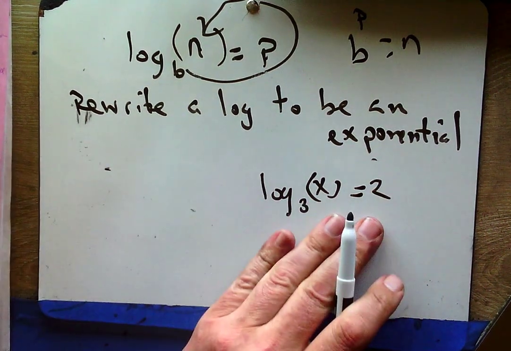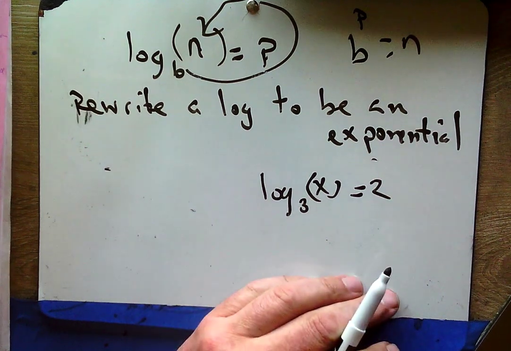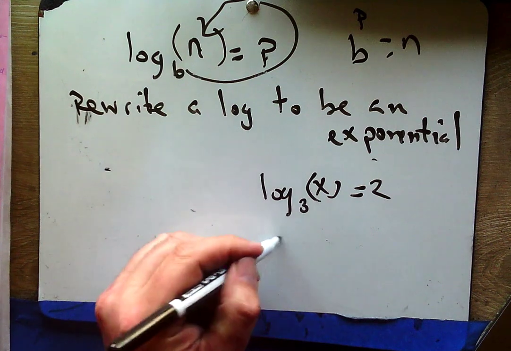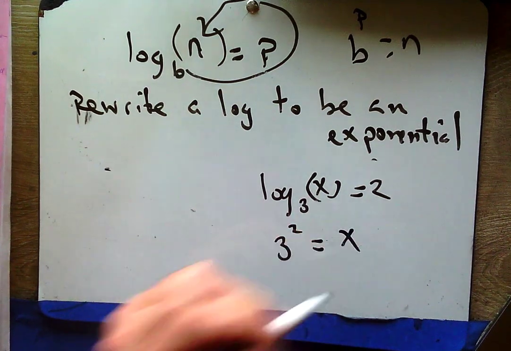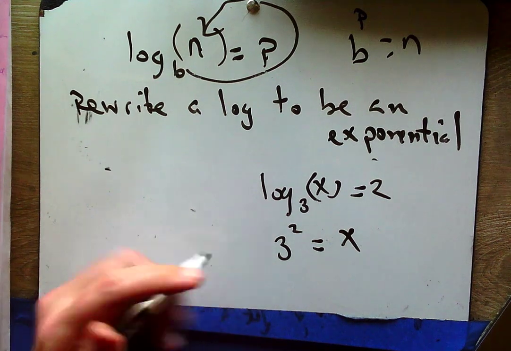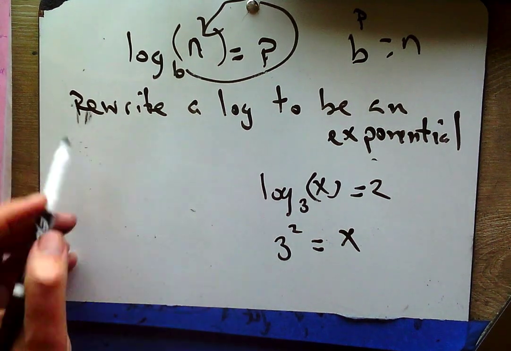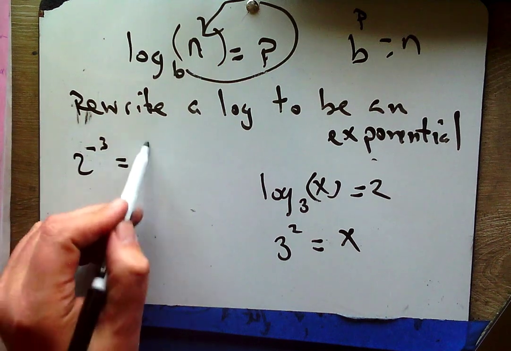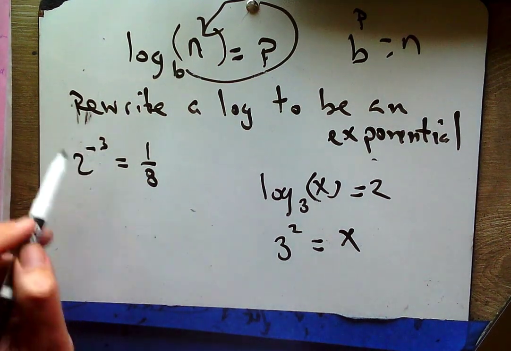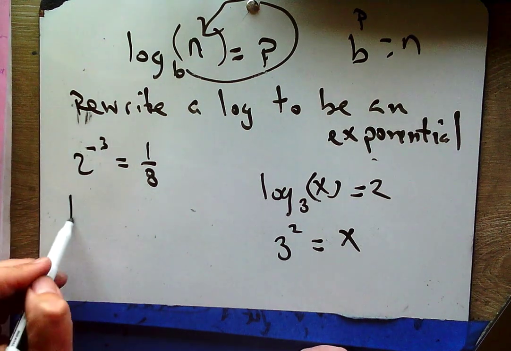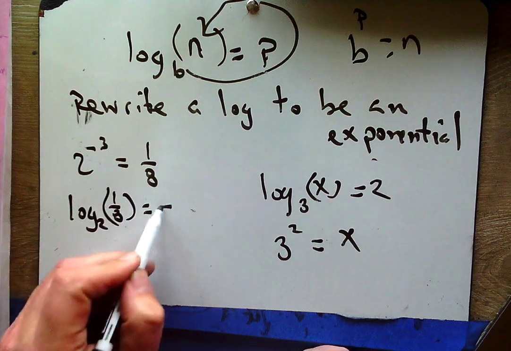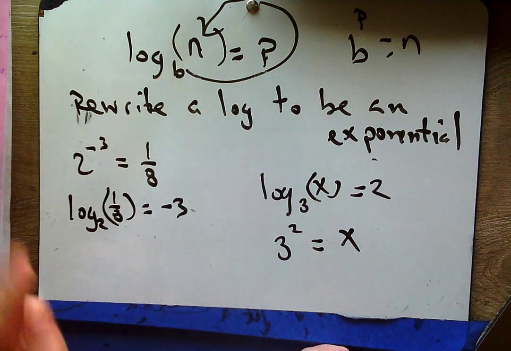Can you rewrite this log as an exponential? Base, power, answer. 3 to the second equals x. Okay? And we should be able to go both ways. I should be able to give you 2 to the negative 3 equals 1/8, and you should be able to turn this exponential expression into a log expression. Log base 2 of 1/8 is negative 3.